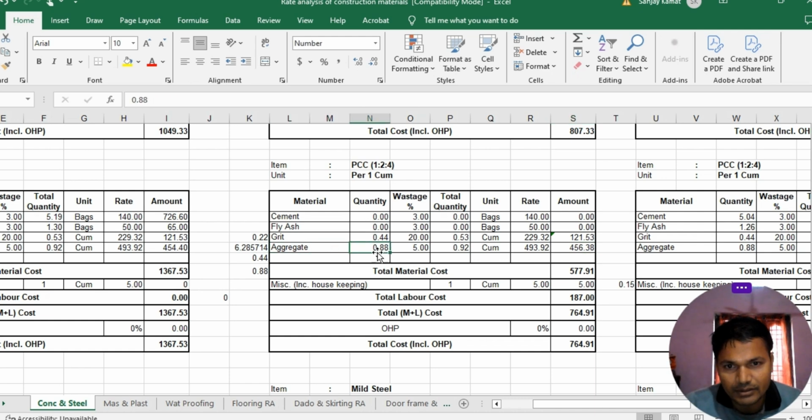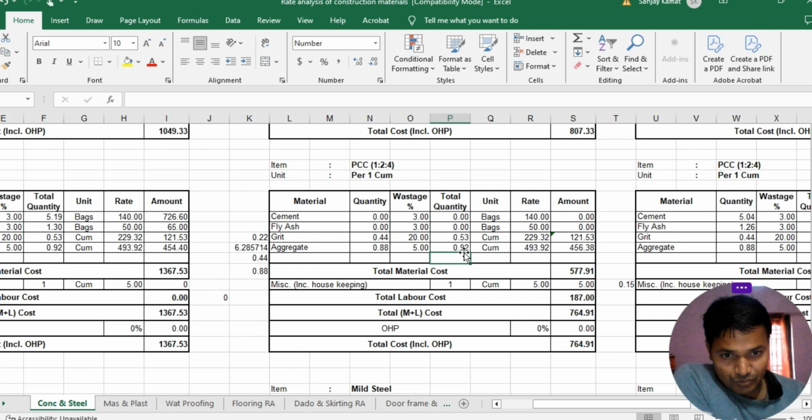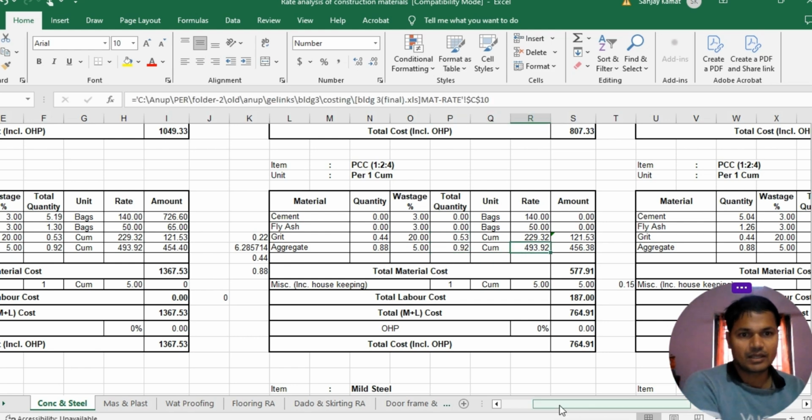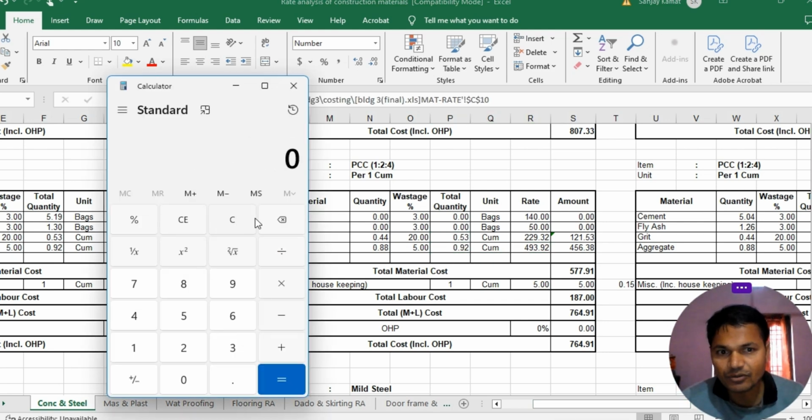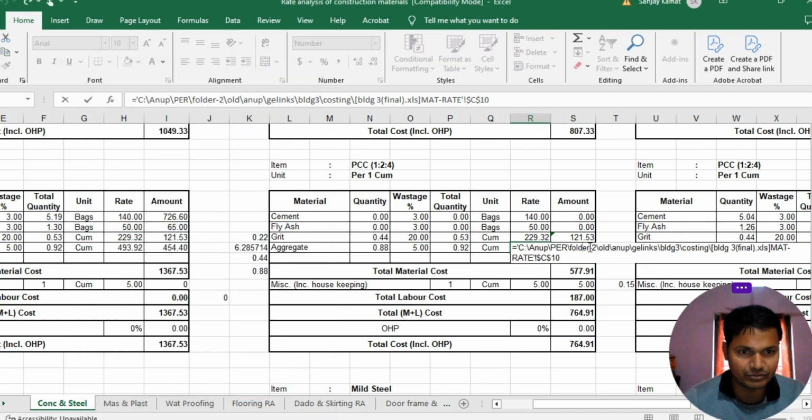And for the aggregate here, quantity we have taken 0.88, and the wastage percentage of the aggregate is how much? 5% only. And the total quantity is 0.92. And then let's multiply. Either the answer is right or wrong. 0.92 into 493.92. How much is it coming? 454.40. We'll edit this value.